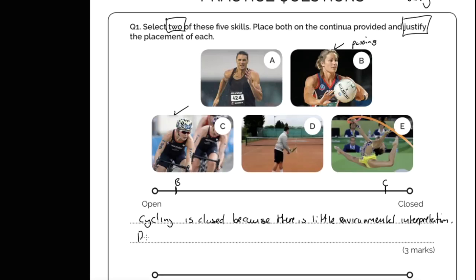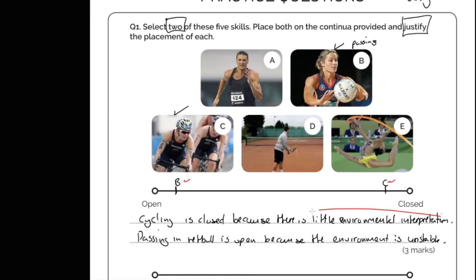And we're going to say here, passing in netball. I'm just going to say passing. You would write passing in netball probably. Passing in netball is open because the environment is continually changing. In fact, let me restate that: the environment is, I'm going to use the word unstable. And of course, your examiner is going to come along there. They're probably going to mark your positioning as correct, but they're going to look for little environmental interpretation, environment is unstable. So we're looking for that key language within our answer.